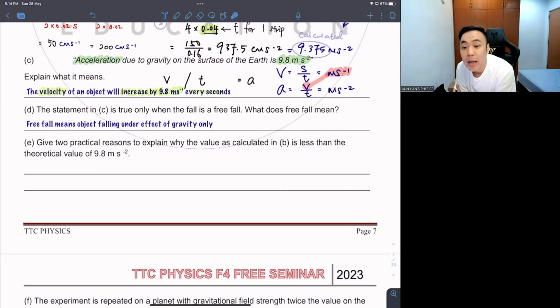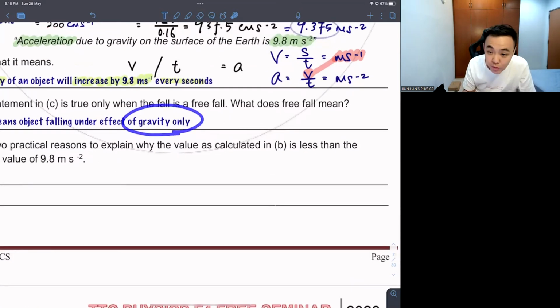Okay? In vacuum. For free fall, you must mention falling under the effect of gravity only. Cannot write any other answer. If the object is falling with no air friction, there is some other reason that causes it to slow down. So you need to mention just gravity, nothing else.